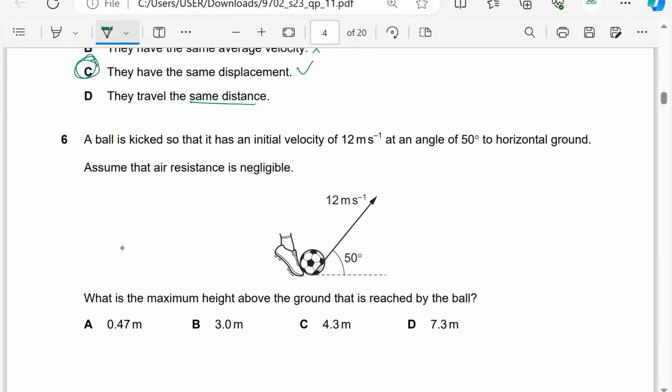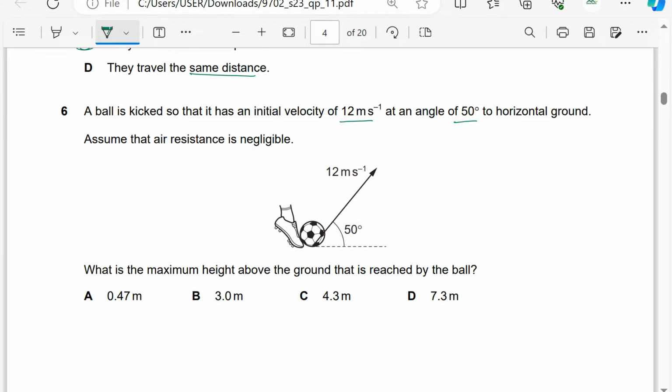A ball is kicked so that it has an initial velocity of 12 meters per second at an angle of 50 degrees to the horizontal ground. Assume that air resistance is negligible. We are assuming air resistance is negligible. That means the acceleration is the acceleration due to gravity, which is constant. What is the maximum height above the ground that is reached by the ball?